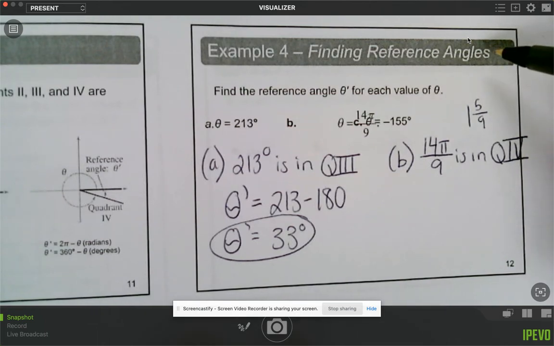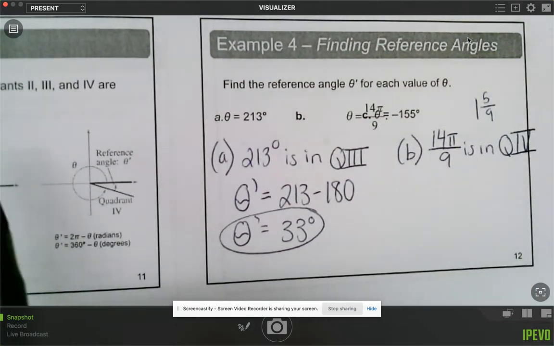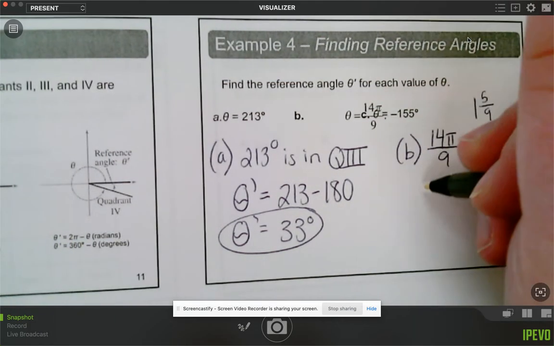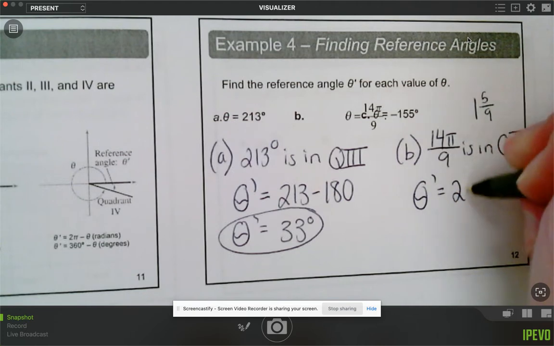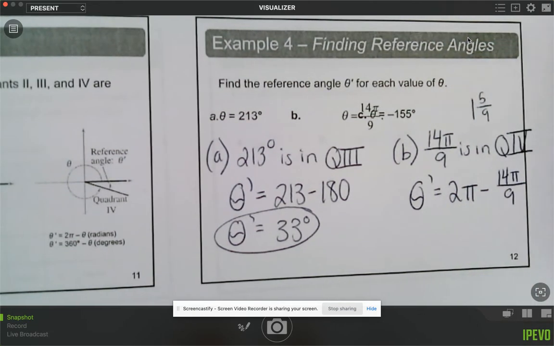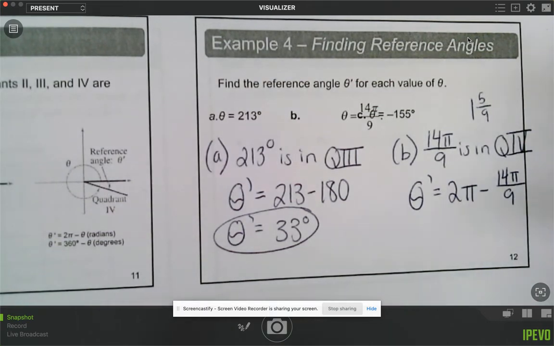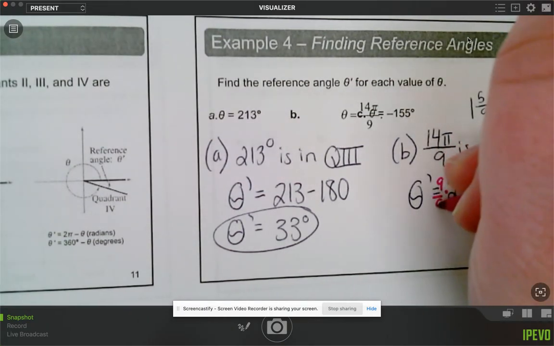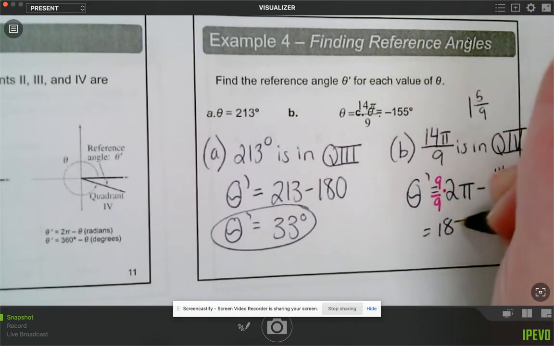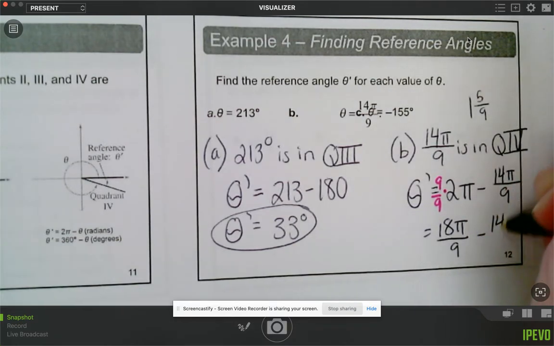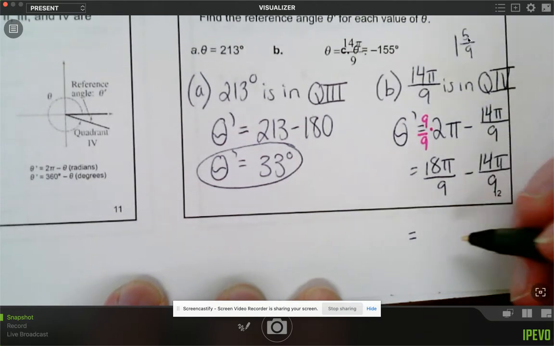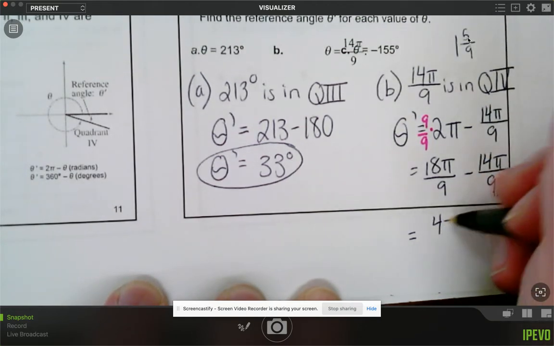Okay. And given radians in quadrant 4, I'm looking over here, I would have to do my reference angle equals 2 pi minus the angle. So reference angle equals 2 pi minus 14 pi over 9. You need to find a common denominator. So I'm going to multiply 2 pi by 9 over 9, and I get 18 pi over 9 minus 14 pi over 9. And when I do my subtraction here, 18 minus 14 is 4 pi over 9.